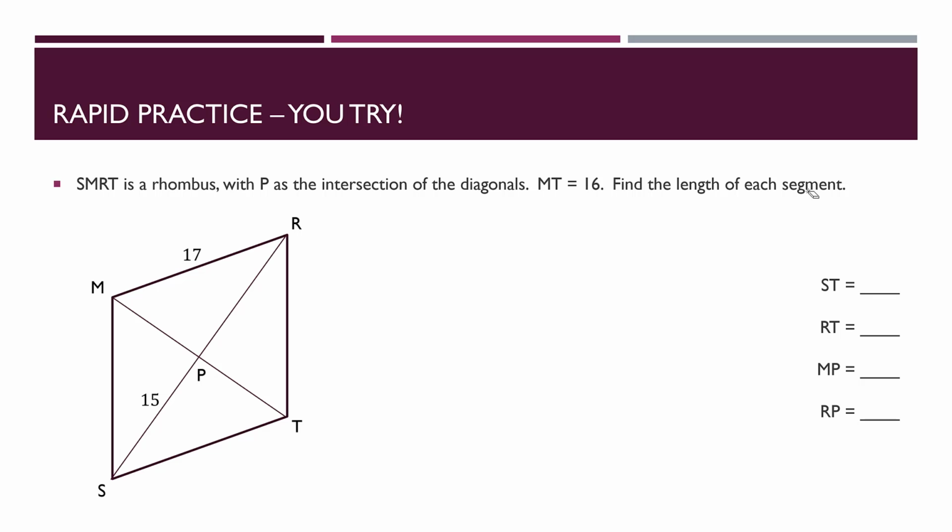All right, so this first one is just a quick practice on rapid practice using segment lengths. So hit pause and find these four lengths of the segments listed here on the right. Don't miss out that MT equals 16. All right, go ahead, do those four problems.